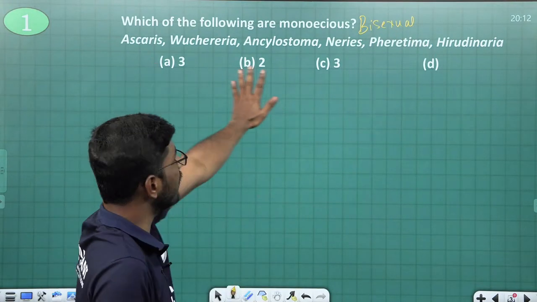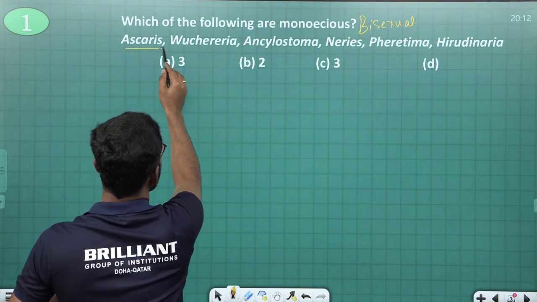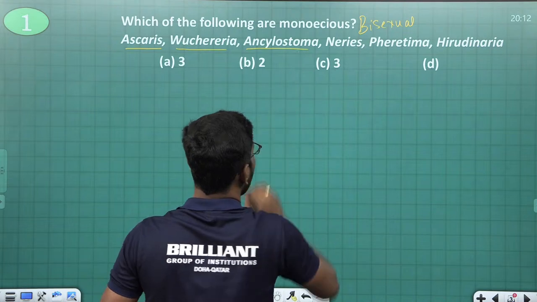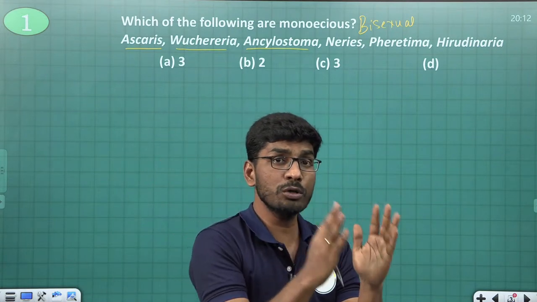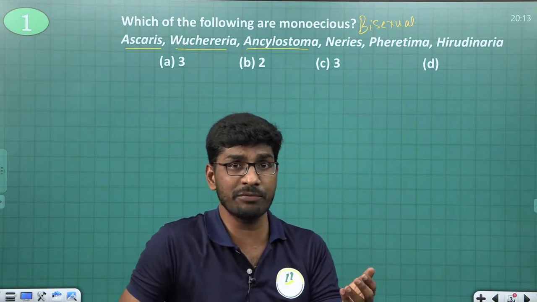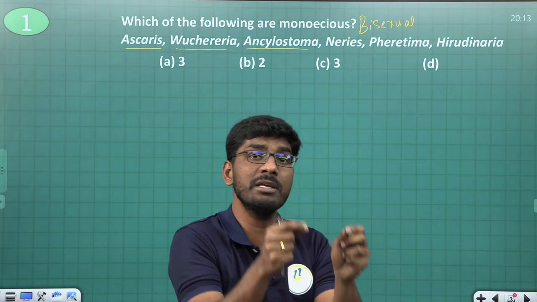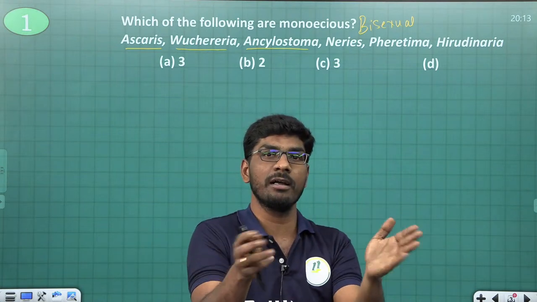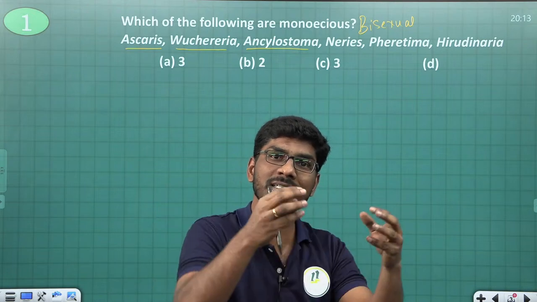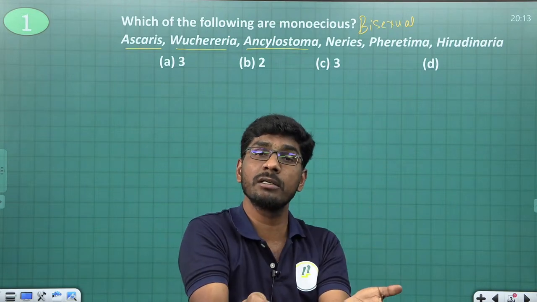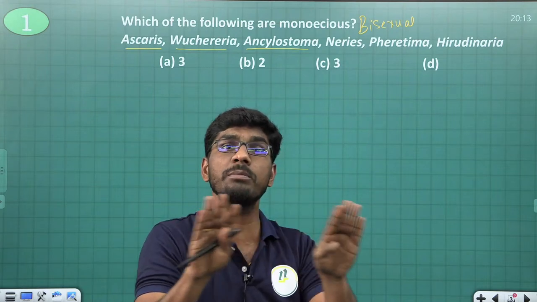Now look here. Different types of organisms are given. Ascaris, Wuchereria, Ancylostoma, these three actually belong to Aschelminthes. In the course of evolution, when we discuss the entire classification of invertebrates, from Aschelminthes onwards, sexes are separate. Porifera, Cnidaria, Ctenophora, Platyhelminthes, sexes are in the same individual, hermaphrodites. Do you remember hermaphrodites? But in Aschelminthes, male worm and female worm are separate.